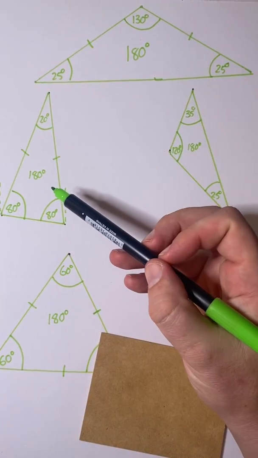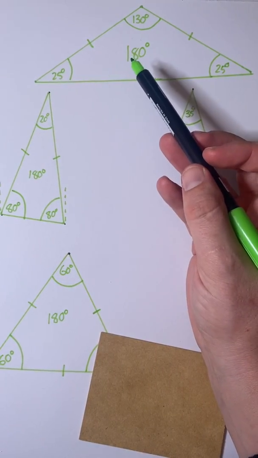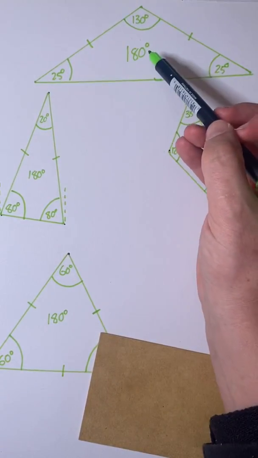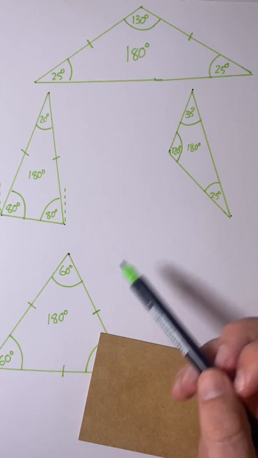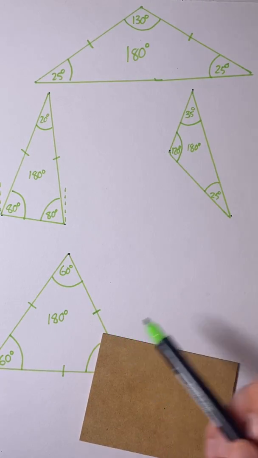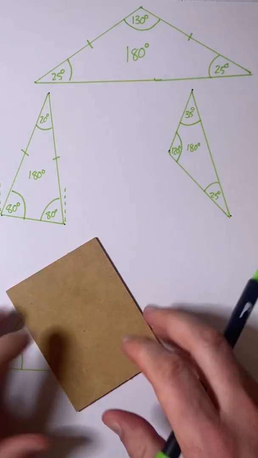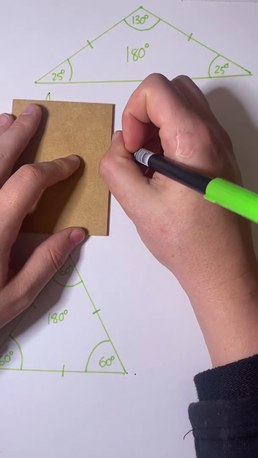So here we have an isosceles triangle and an isosceles triangle. In this example, all the angles are acute. In this example, one angle is obtuse. We can also have a scalene triangle where all the angles are acute as well. Another thing to think about is right angles.